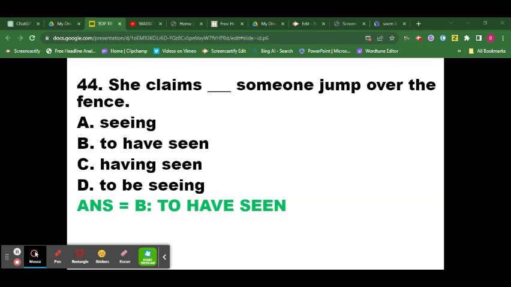She claimed that she saw. You can reconstruct it in that way. Then alternatively, just as we have in this particular question, you can claim to have seen it happen. So it is correct to say she claims to have seen someone jump over the fence. So that is exactly how to use the tenses correctly.